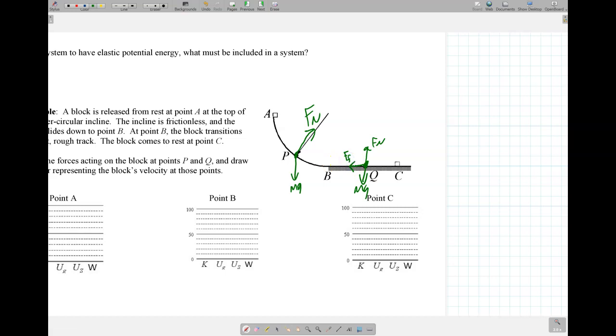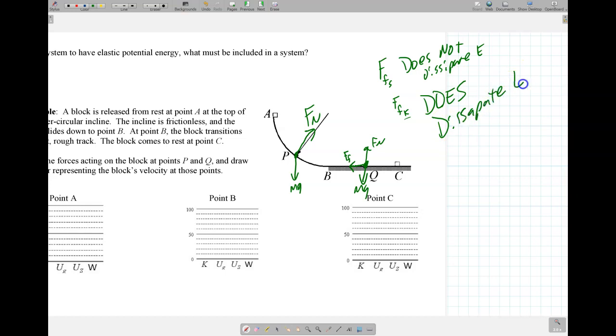Kinetic friction dissipates energy. Remember, we have two types of frictional forces. We have static frictional force and we have kinetic frictional force. Static frictional force does not dissipate energy. Meanwhile, the kinetic frictional force, the sliding, does dissipate energy. It's important to know the difference between the two when we're dealing with energy.